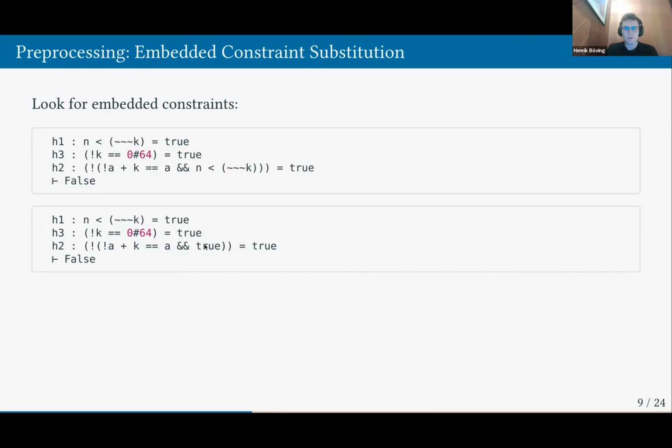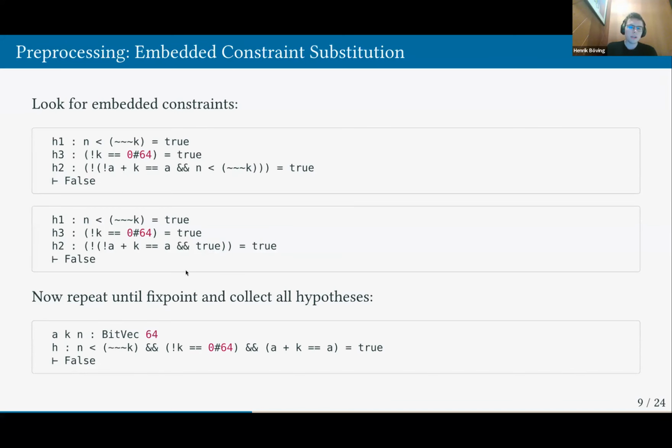And of course, there's now more opportunity for rewriting. So we basically run this pipeline in a fixed point loop until we eventually converge. And then we collect all of the hypotheses into one big conjunction. So here we can remove the end true, and then there's a double negation here that we can also remove. And then we are left with this part. And now we need to translate this into the previously mentioned circuit.